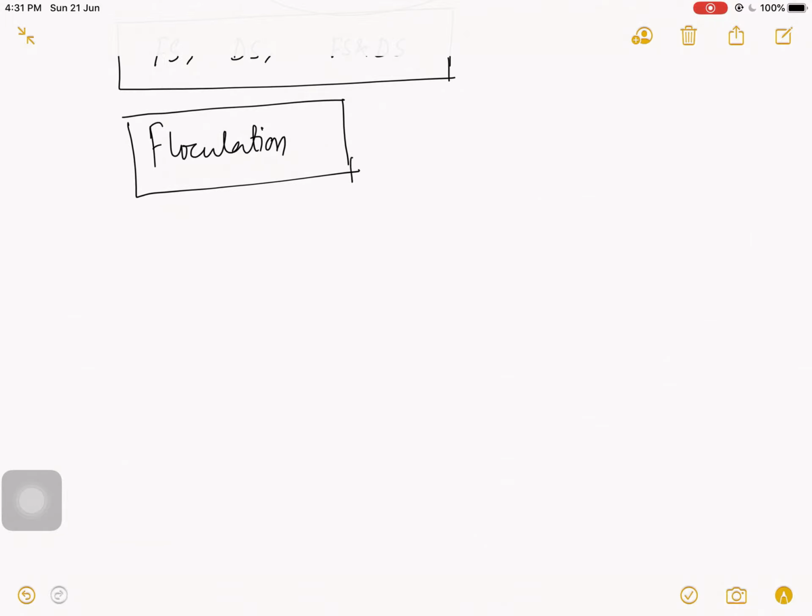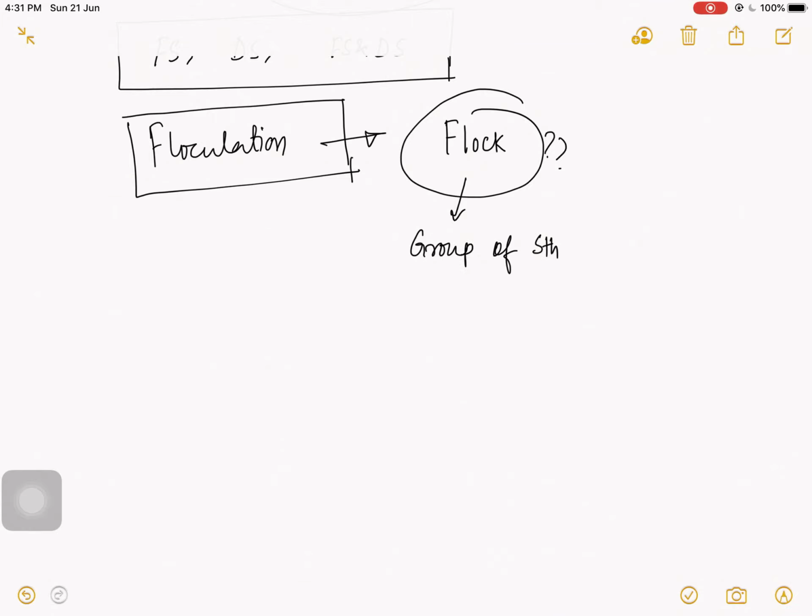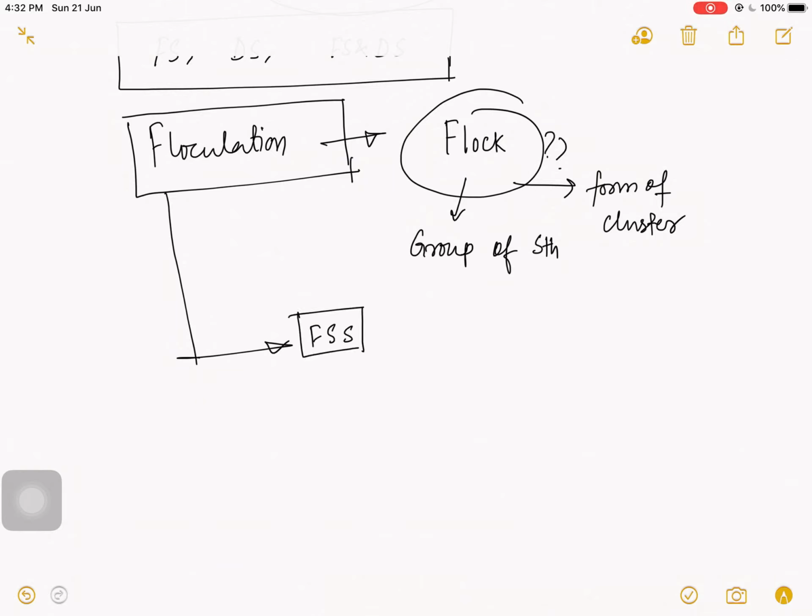First, the word flocculation. This word comes from flock. So first we have to understand what we mean by flocks. As per definition or basic understanding, a flock is something similar to a group of something. You can say a flock is a group of something or a form of cluster. So I can say flocculated soil structure means a group or cluster of soil particles.